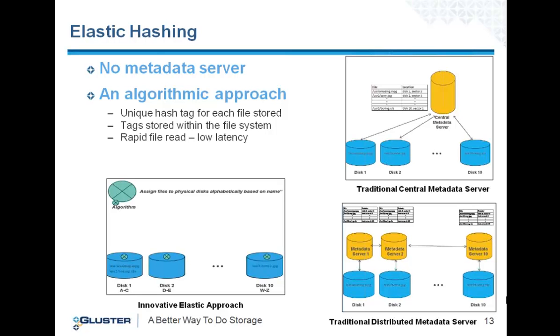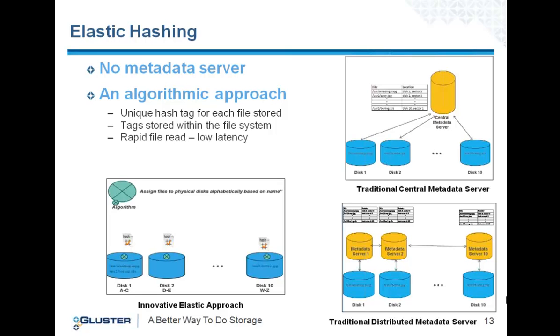So what we did is we took an innovative approach and said, let's get rid of the metadata server and find a way mathematically to store these files and assign attributes somewhere within the file system that enables us to find a file very quickly. And so what we do, and this is an example where I say innovative elastic approach, is not exactly how GlusterFS does it, because if we were to show you exactly how the hashing algorithm creates the hashtag, it would take us probably another webinar to do it.